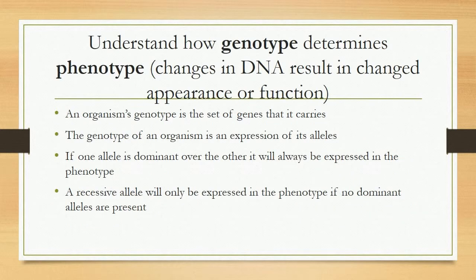Understand how genotype determines phenotype; changes in DNA result in changes in appearance or function. An organism's genotype is the set of genes that it carries. The genotype of an organism is an expression of its alleles. If one allele is dominant over the other, it will always be expressed in the phenotype. A recessive allele will only be expressed in the phenotype if no dominant alleles are present.